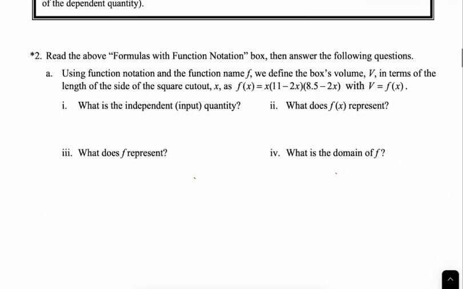But now I want to move on to number 2. So we've got this f of x function related to that box's volume, cutting out the corners from an 8.5 by 11 sheet of paper. And it says, what is the independent quantity? So based on what we just talked about and everything we've talked about when we've dealt with the independent input quantity, what's our input? What is our input for this function? What's going into our function?